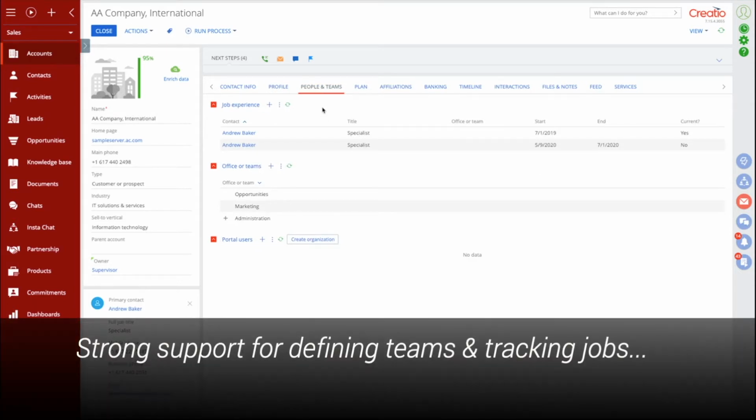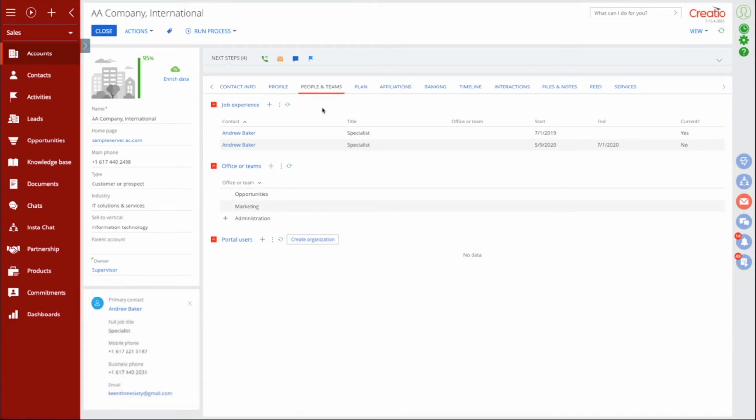Again, as would be expected of a modern CRM database system, but as is not available in some of the B2C-oriented alternatives, Creatio allows us to define all the different jobs that individuals may have held in an organization, and to do so over time with flags as to what's current and definition of offices, teams, franchises that are part of the organization, but are not really organizations or accounts unto themselves.